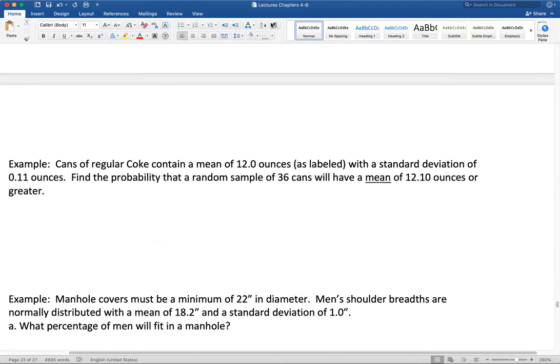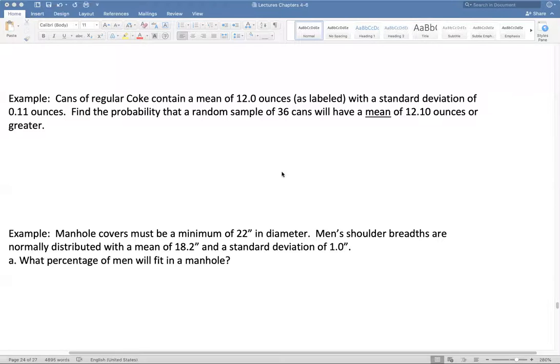So, cans of regular Coke contain a mean of 12 ounces as labeled, with a standard deviation of 0.11 ounces. Find the probability that a random sample of 36 cans will have a mean of 12.10 ounces or greater. So now, just take a look at the question.